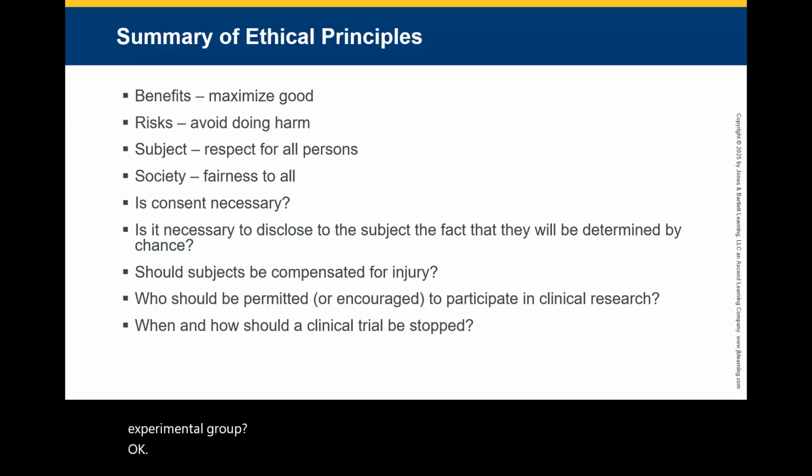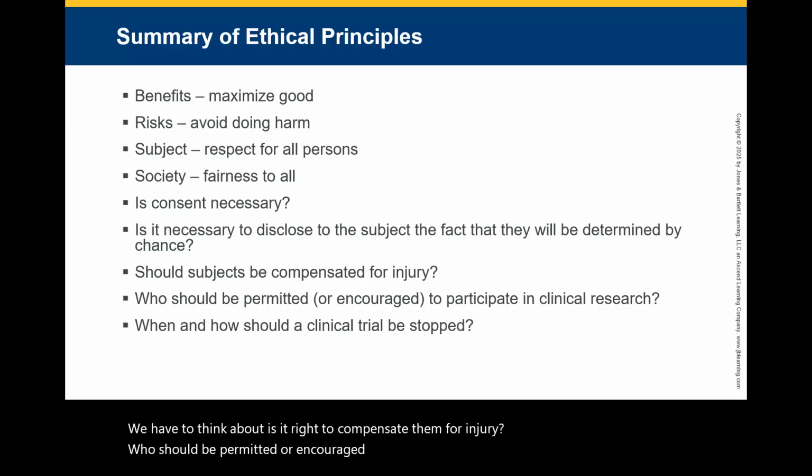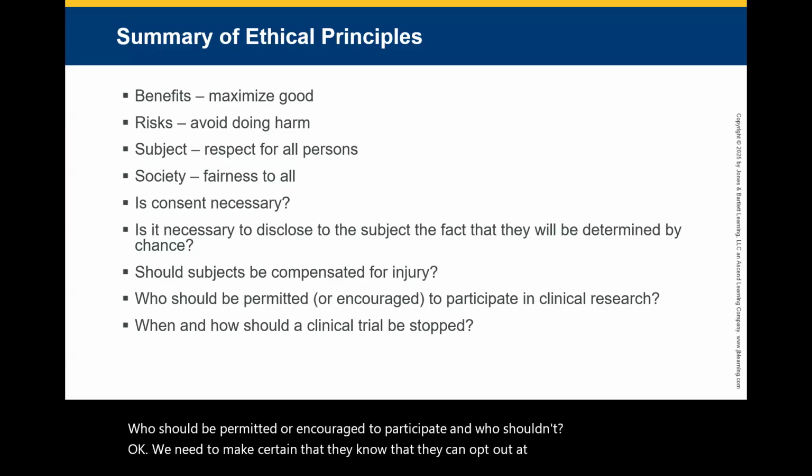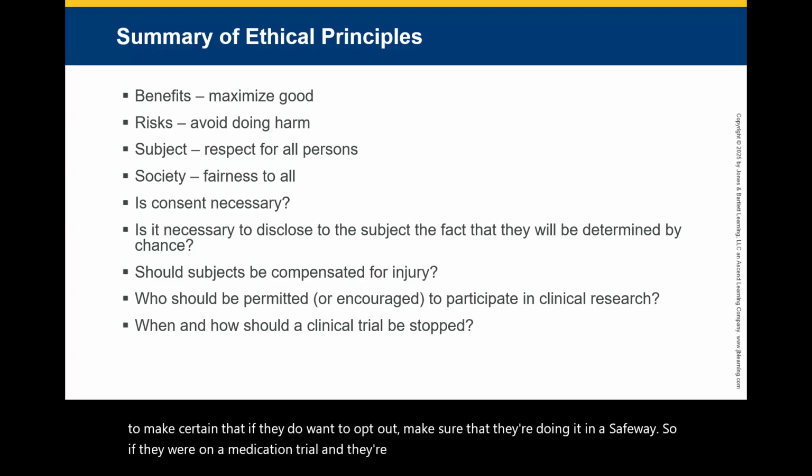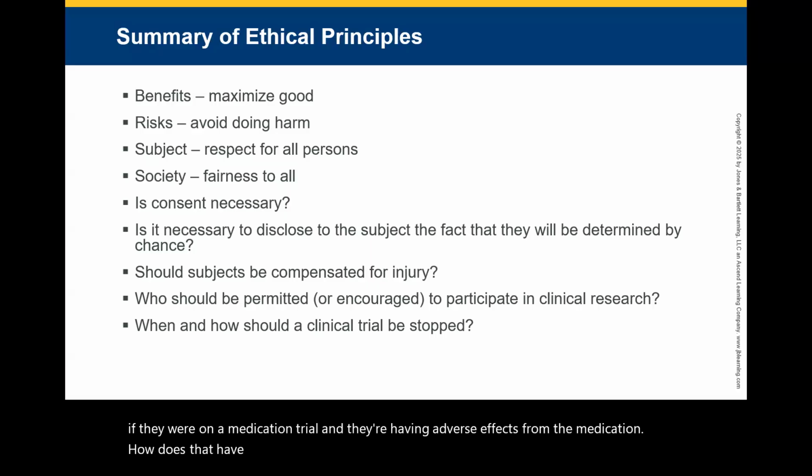We have to think about, is it right to compensate them for injury? Who should be permitted or encouraged to participate and who shouldn't? We need to make certain that they know that they can opt out at any time. But we also have to make certain that if they do want to opt out, they're doing it in a safe way. So if they were on a medication trial and they're having adverse effects from the medication, how does that have to stop? Do they have to be weaned off, or is it something that won't hurt them to be abrupt, or it's better for it to be abrupt?